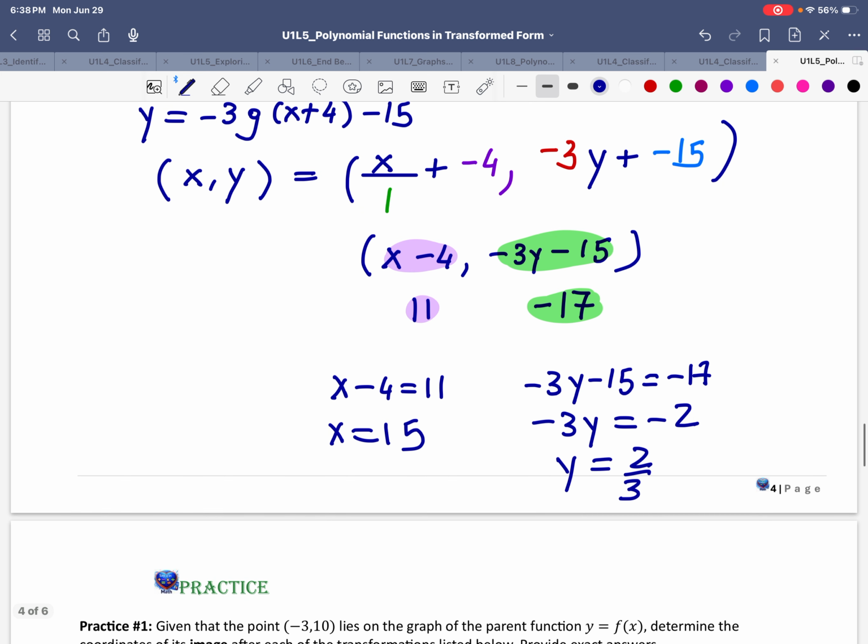So we're going to say that the coordinates will be 15 and 2/3. So this would be the coordinates on the given function.